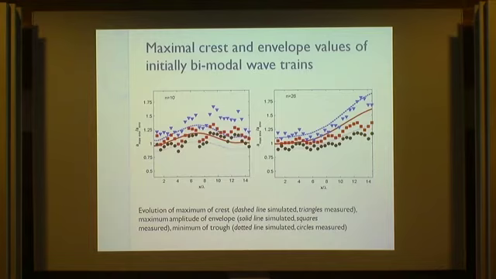So this is a wider spectrum, this is a narrower spectrum. And you can see that from the beginning to the end, the maximum crest value changes almost twice. So that means there can be some kind of connection with the generation of rogue waves. But the spectrum must be narrow enough for big rogue waves to be generated.